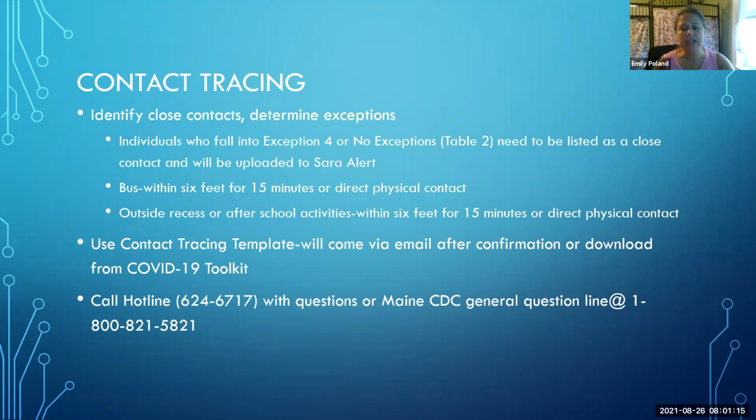You can download the contact tracing template from the COVID-19 toolkit on the DOE website. There is a quick link on the right-hand side with all the buttons. You have to scroll down a bit, but there is a button there with the contact tracing template. If you have any questions during your process of contact tracing, please call the hotline that is staffed with nurses from 8 a.m. to 5 p.m. Monday through Friday at this point in time. Or you can call the CDC with general questions, and that's 1-800-821-5821.